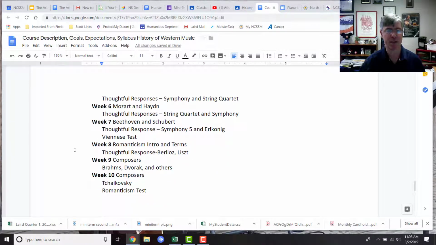And then weeks 8 through 10 are the Romantic era. And by the time we finish up at the end of the term, you will have a real broad understanding of the 3 great eras in Western classical music. So that'll get us taken care of there.